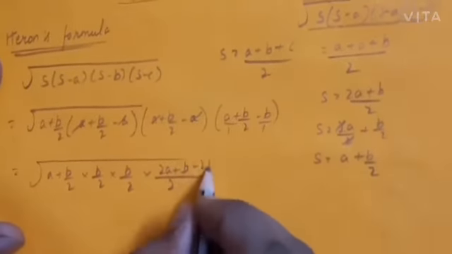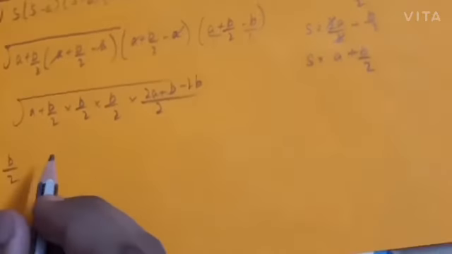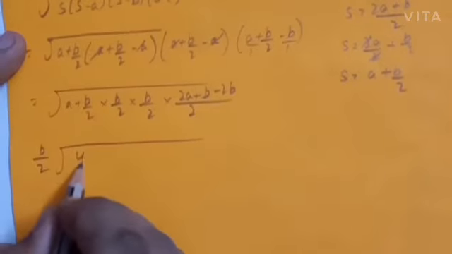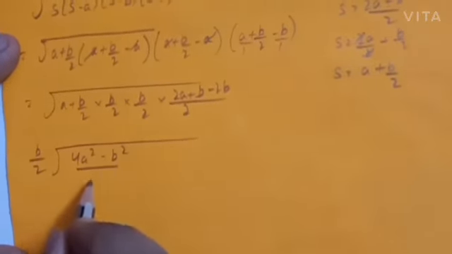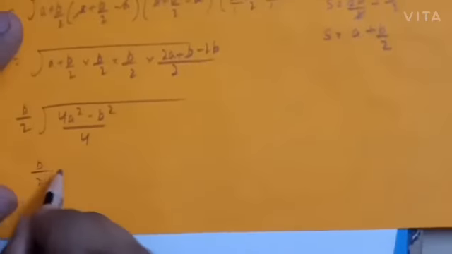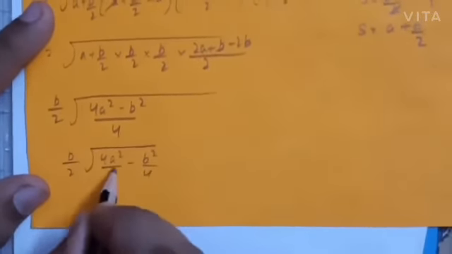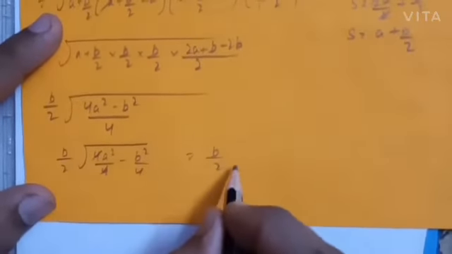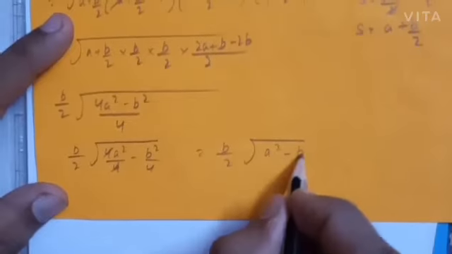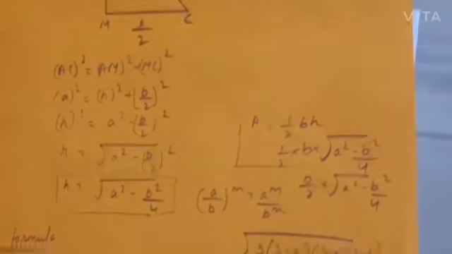So minus 2b. Here we would take b by 2 as the common factor, and after substituting we would get the value as (4a square minus b square) by 4. So when we break it, b by 2 into root over 4a square by 4 minus b square by 4. 4 and 4 get cancelled. So it equals b by 2 root over a square minus b square by 4. By using Heron's formula we got the same area, and using Pythagoras also we got the same formula. So let us do one sum for this.